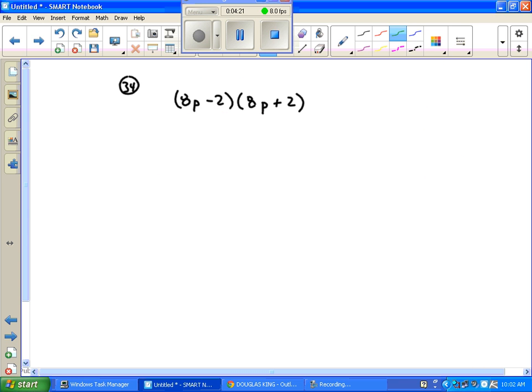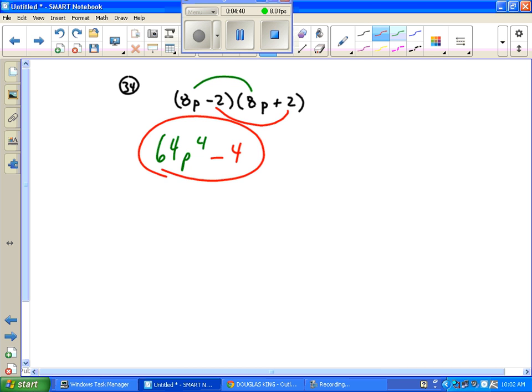Same thing with this one, we got a conjugate. So 8p times 8p is 64p squared. So 8 times 8 is 64. P to the first plus 1 is p squared. And then it's FOIL. You don't have to do the O or the I since it's a conjugate. So negative 2 times 2 is minus 4. 64p to the fourth minus 4.